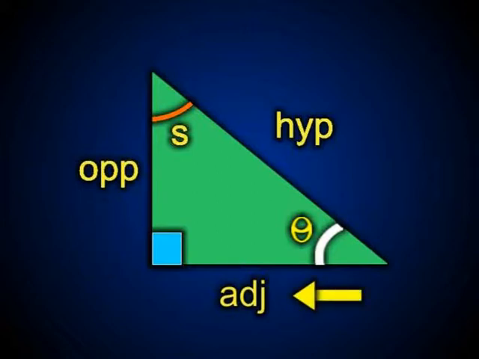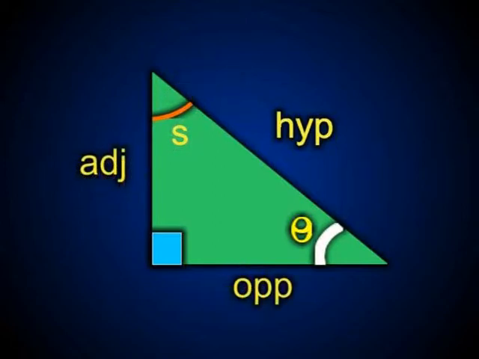I'm now going to change that slightly. I'm going to look at this top angle over here. Let's call that S. Of angle S, this side is now the opposite side. This side is now the adjacent side, due to the fact that the opposite side is opposite angle S, and the adjacent side is adjacent to or next to angle S. The hypotenuse is still the hypotenuse.